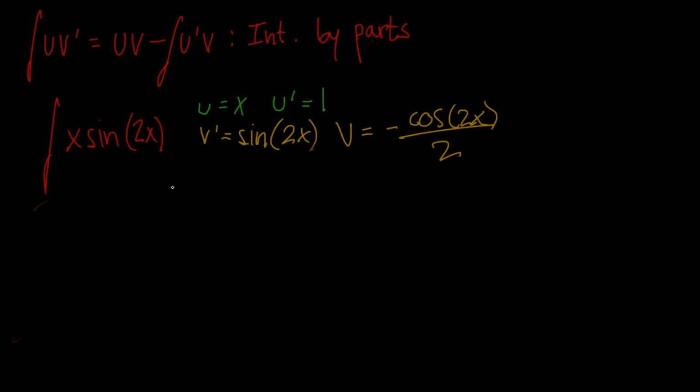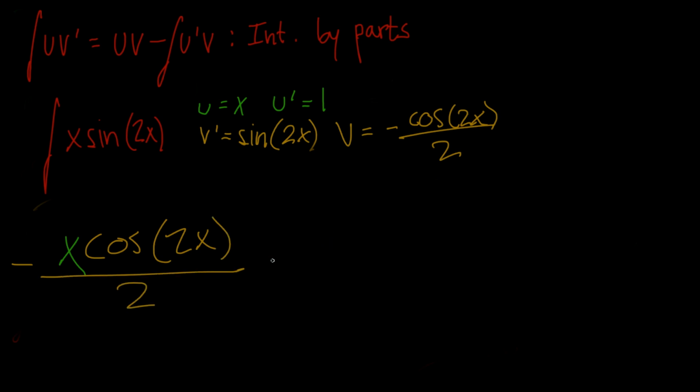Now we move on to setting up our integral very formally from what we have just created. So we're going to say the integral of uv prime is the u times the v, so we got negative cosine of 2x divided by 2, like so, minus the integral of u prime, which is just 1, times the integral of negative cosine 2x over 2.